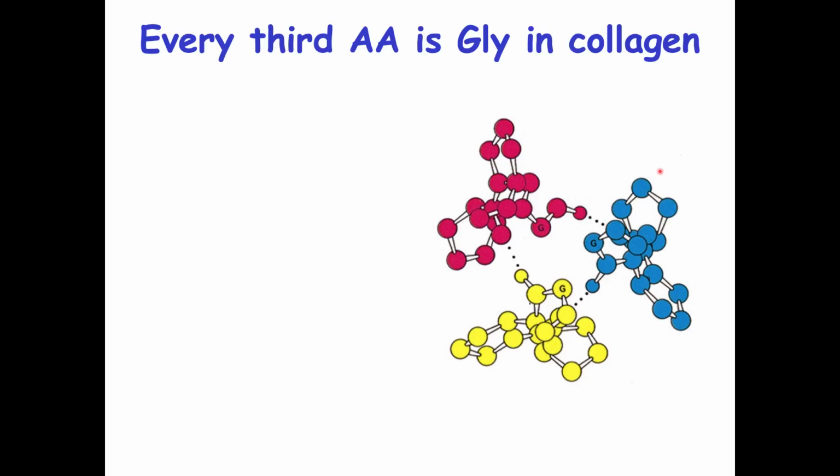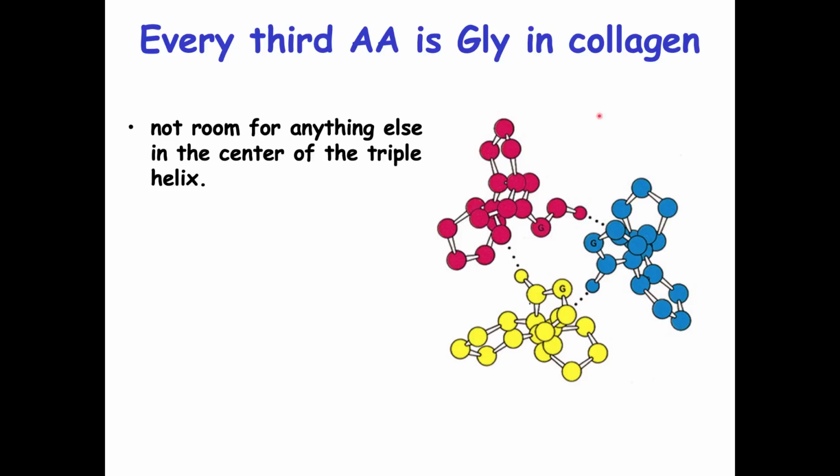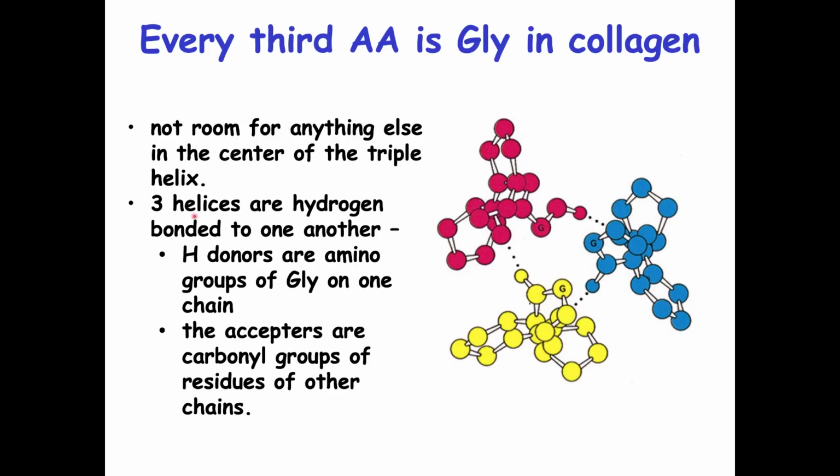So every 3rd amino acid is glycine in collagen. There's really not room for anything else in the center of this triple helix. So here we see each helix, the red, blue, and yellow, and then we see the glycines on the inside of that molecule. So these 3 alpha helices are hydrogen bonded to one another. These hydrogen donors are amino groups of the glycine on one chain, and the acceptors are the carbonyl groups of the residues of the other chains.